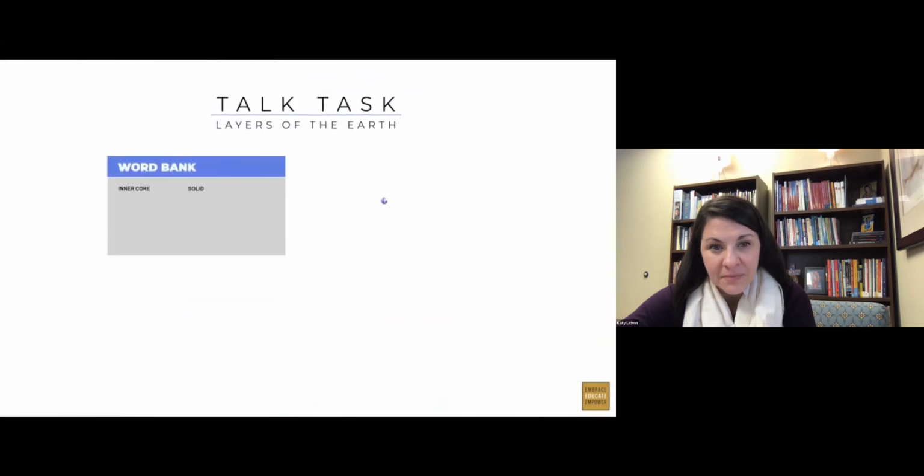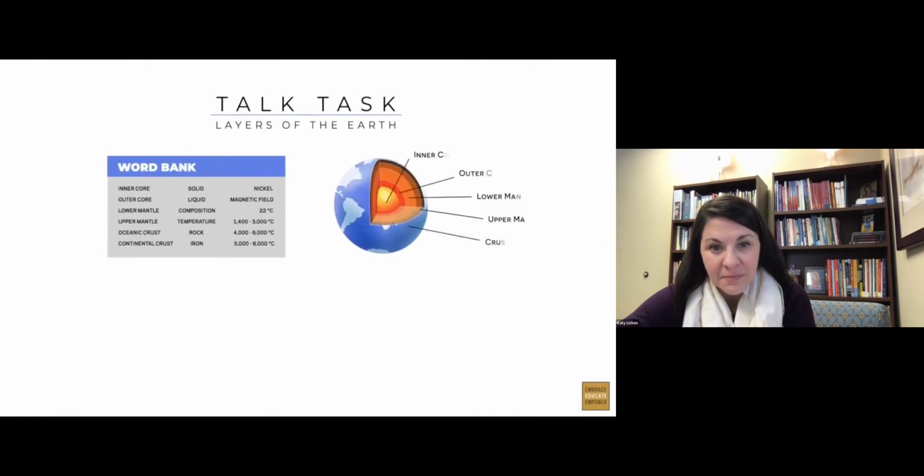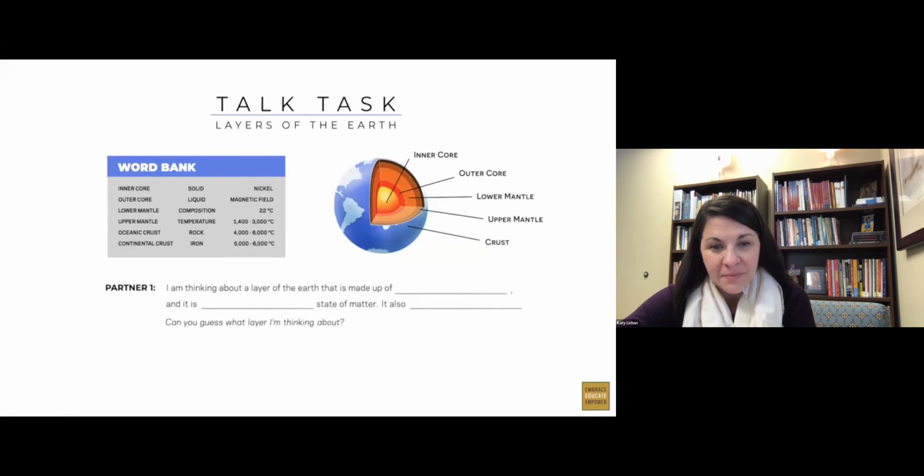As we do this activity, remember to talk like scientists today. In this activity, partner one might say, I am thinking about a layer of the earth that is made up of blank, and it is blank state of matter. It also, this would be a great place to insert some descriptive language. Then you can ask your partner, can you guess what layer I'm thinking about?